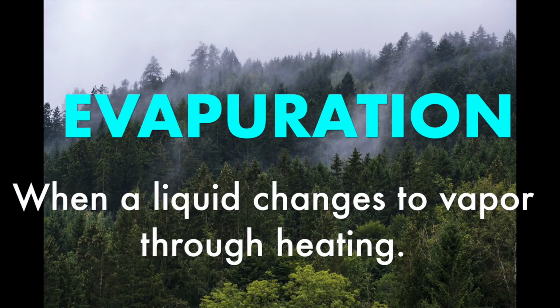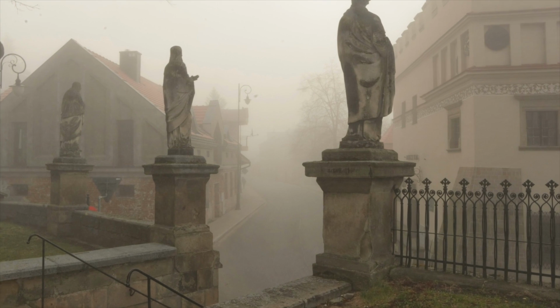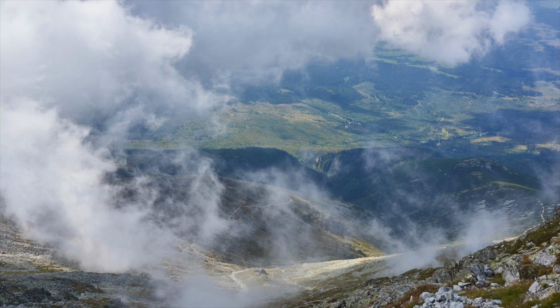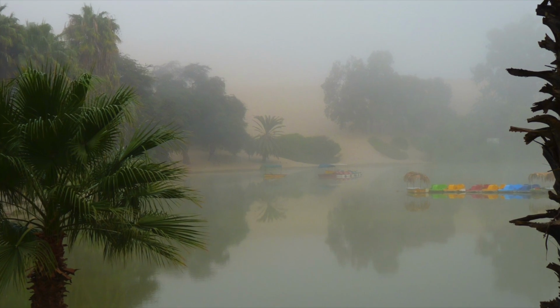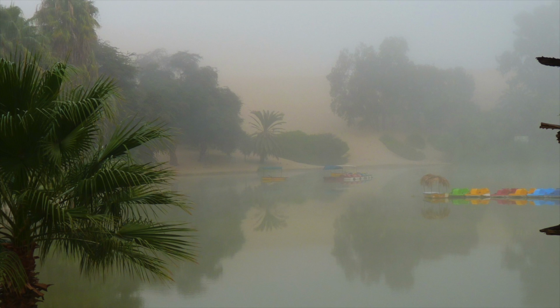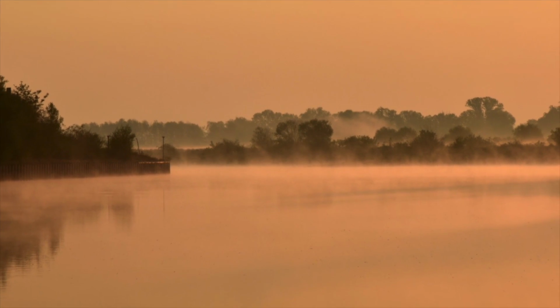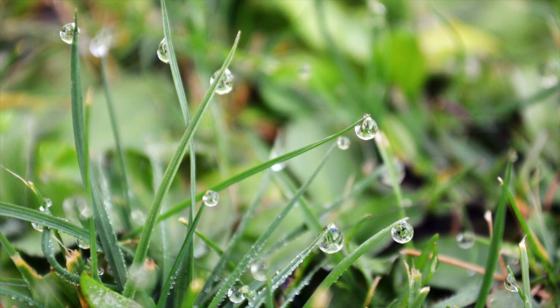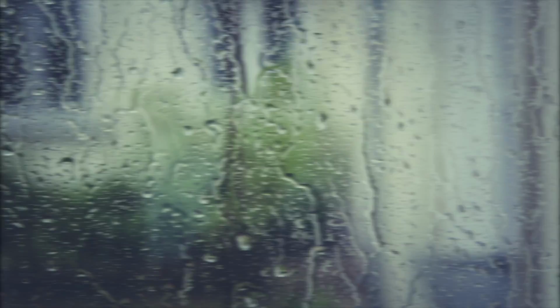The atmosphere interacts with the hydrosphere through a process called the water cycle. So before we talk about it, let's go ahead and cover important vocabulary. Evaporation is when a liquid changes to a vapor through heating. The sun's rays heat water in oceans and on the ground, transforming it into water vapor that rises into the atmosphere. Plants also release water vapor into the air through transpiration.